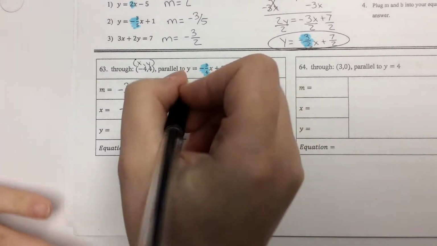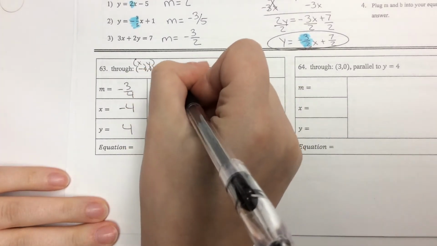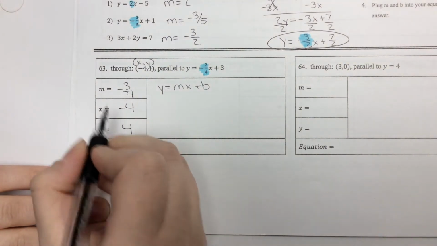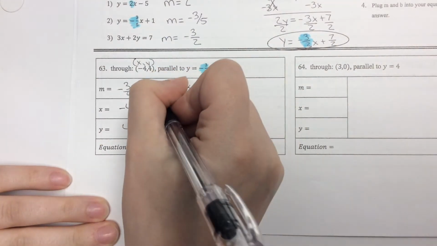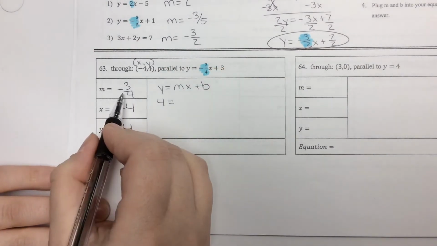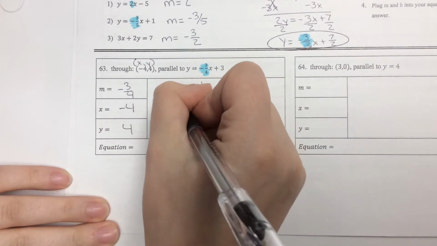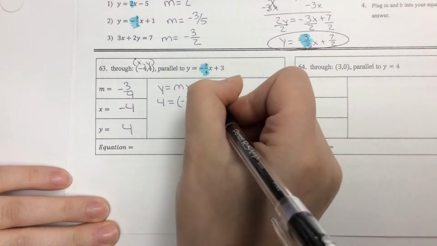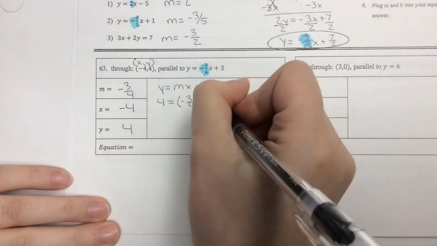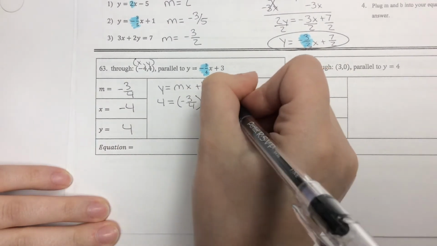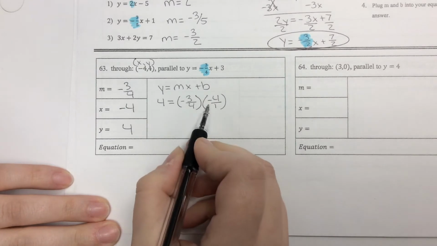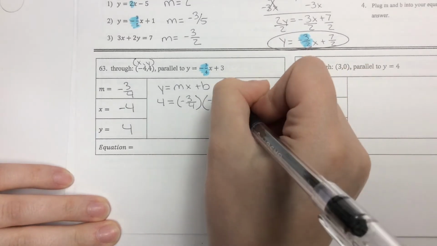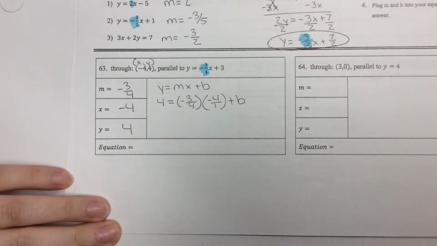All right, so we have y equals mx plus b. Let's plug all of this information in. So y is 4. 4 equals, what's m? Negative 3/4. What's x? Negative 4. And I'm going to write that as a fraction, because if this is a fraction, having this as a fraction also will make the math a lot easier. And then plus b, which is what we don't know. We need to solve for that.